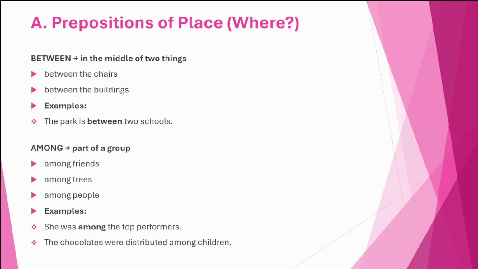Another example of among is, the chocolates were distributed among children. So it means the chocolates were actually distributed among more than two children. That is, their count was more than two.